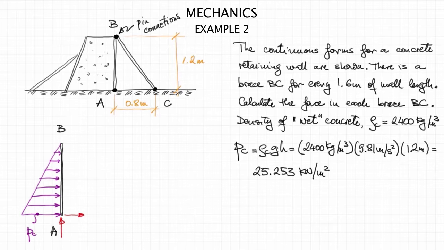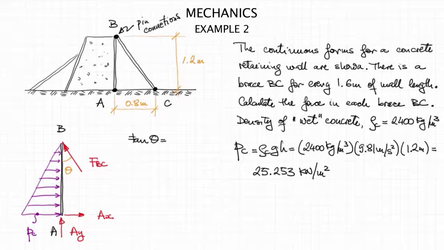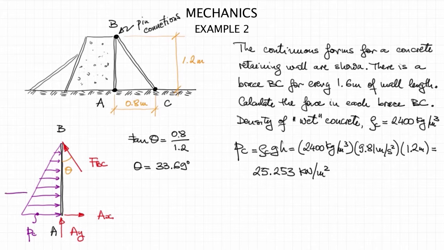Now, point A was a pin, so we can draw the reaction forces, A_x and A_y, and at B we have cut the strut BC, so then we have the axial force in the strut called F_BC, making an angle theta with the vertical form AB. We can quickly calculate the angle theta from geometry, and hence it results equal to 33.69 degrees.